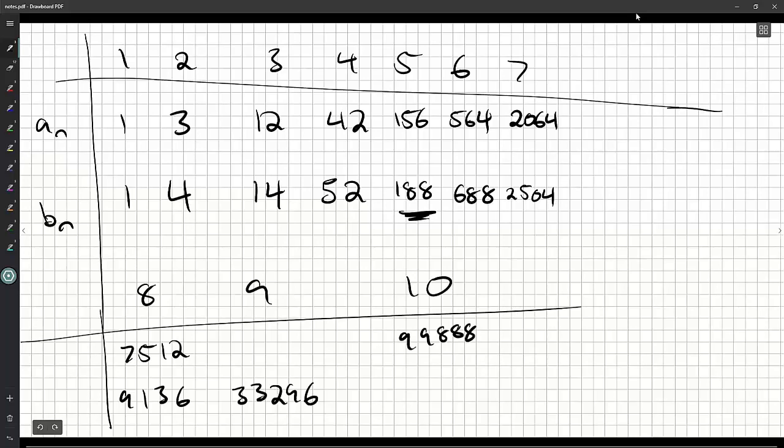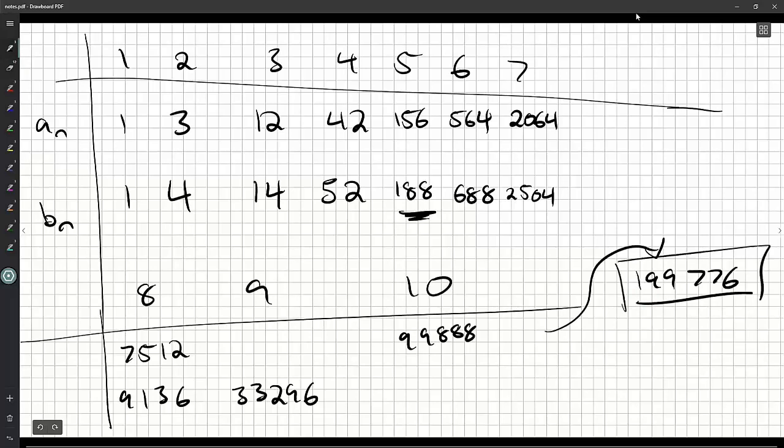Same number will start with E, so we'll double this number, and we get the number of words of length 10 that start with a vowel as 199,776. So I'll look for that answer in a moment. I just want to fill out the little list of numbers that I said I would. But that is our final answer.